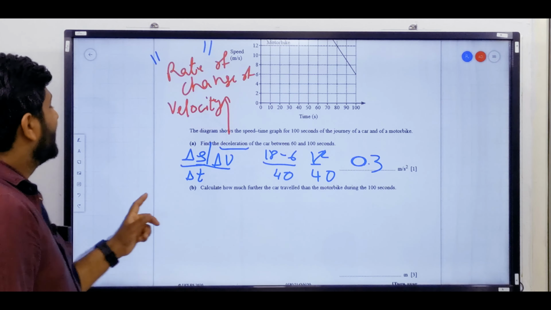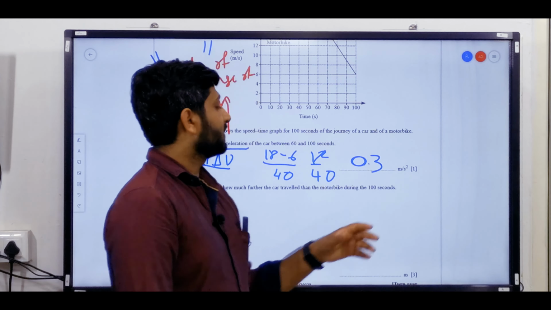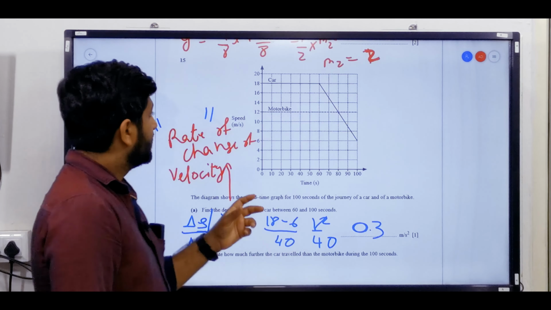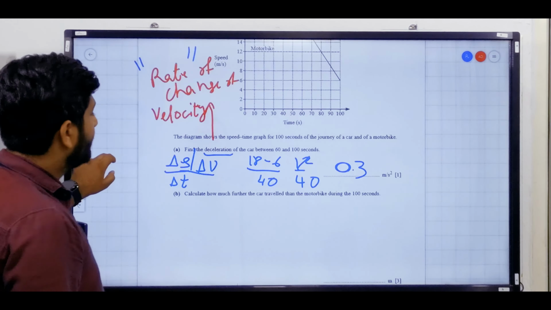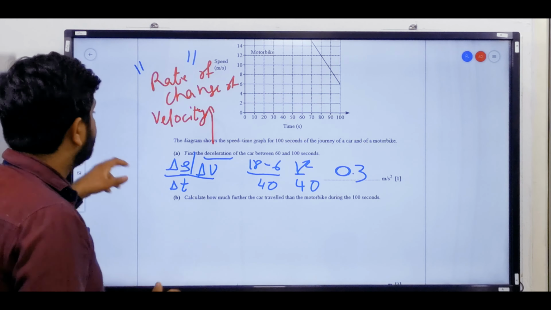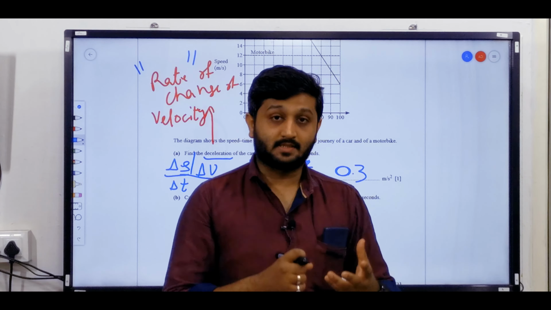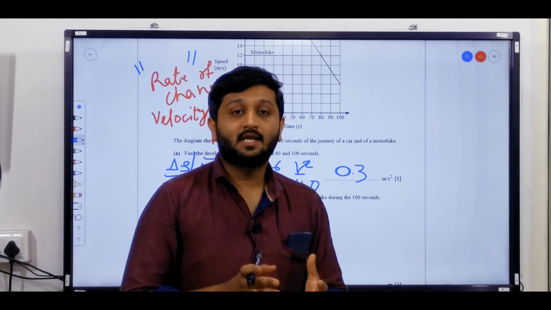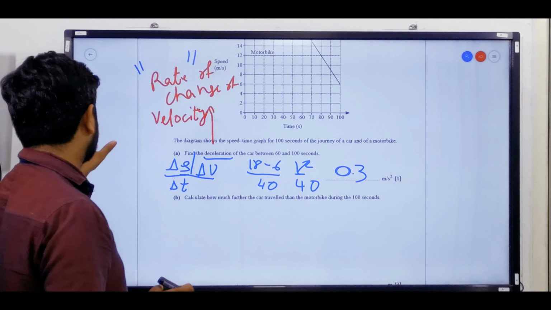Next part. Calculate how much further the car traveled than the motorbike during the 100 seconds. Now you can see here we have graphs of car and motorbike. How much further did the car travel? Basically, they have been telling us to find the total distance traveled by car and motorbike in 100 seconds, and how much more distance the car traveled than the bike.